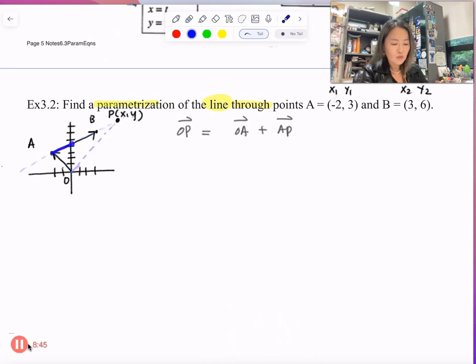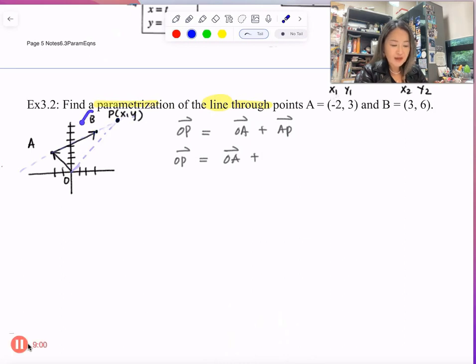But wait, some of you are thinking, wait, didn't it go through AB? Oh, wait. That's a really clever thing that you noticed. Because isn't OP also OA plus, wait, but I needed to get to P using B. How would I do that?